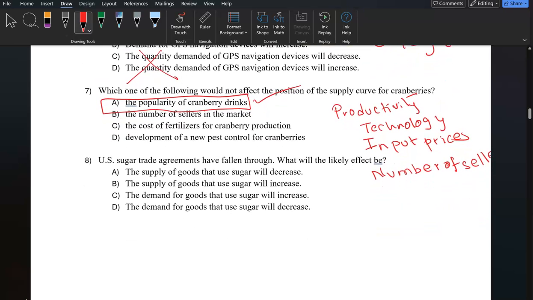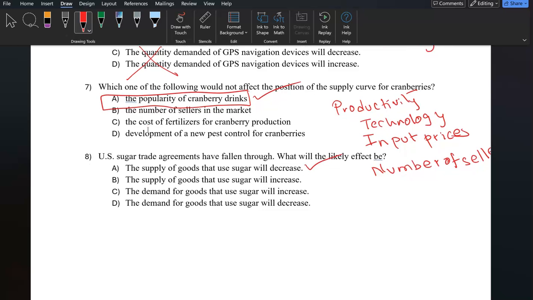Question 8. US sugar trade agreements have fallen through. What will the likely effect be? The question doesn't really say anything about demand, so it's going to be a question on the supply curve only. So the supply will go down. That's our answer.